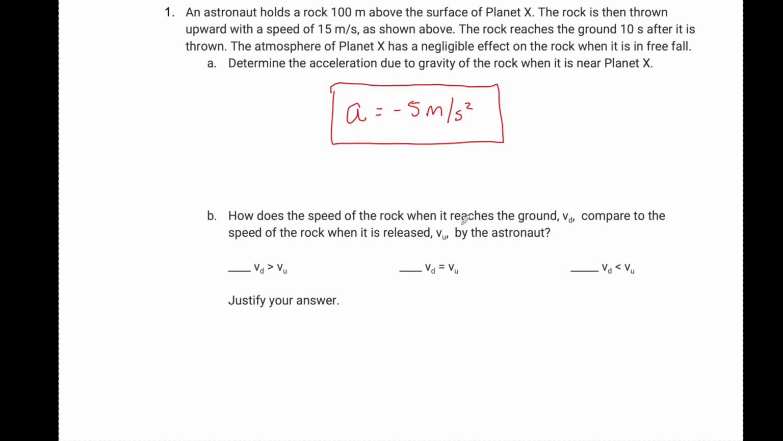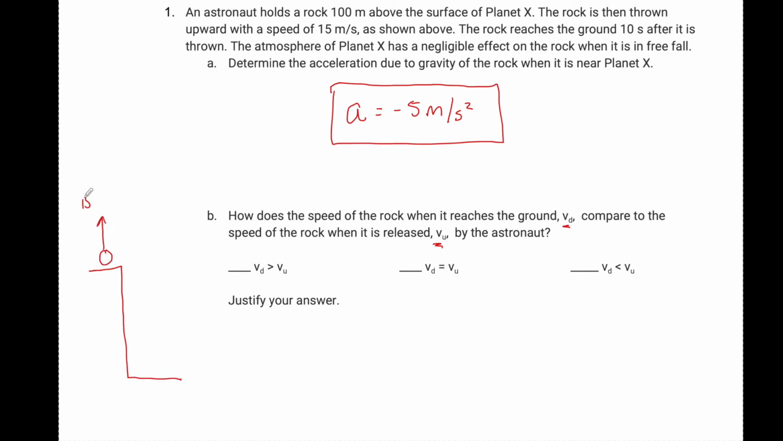How does the speed of the rock when it reaches the ground compare to the speed of the rock when it is released? Is it going to be greater? Is it going to be equal to? Or is it going to be less than? Justify your answer. Well, if I draw that back over here again, guys, just so we can see what's going on. I'm not going to draw the astronaut because that's going to make things confusing.